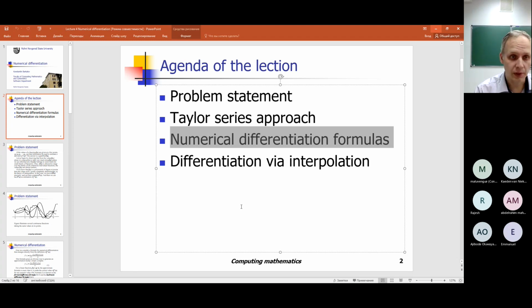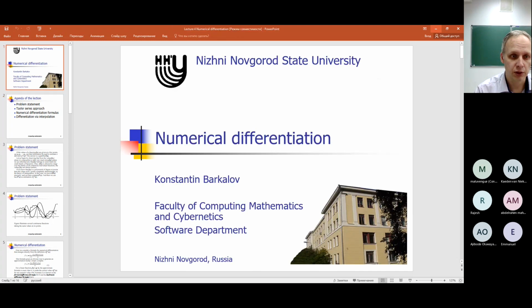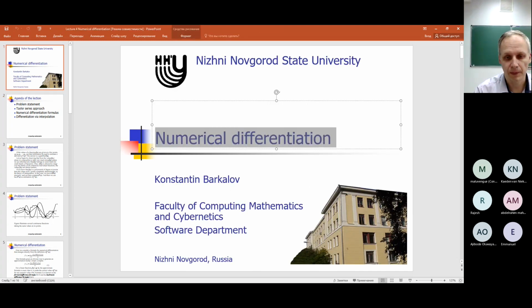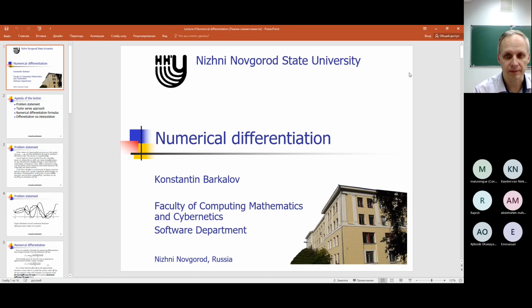But before we start to discuss numerical differentiation, let's review formulas for analytical differentiation of functions. We consider some formulas of differentiation from the first lesson. Let's review the main formulas and the main functions, the very important functions and very important formulas for numerical analysis.